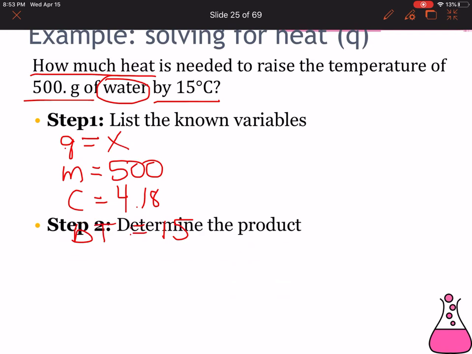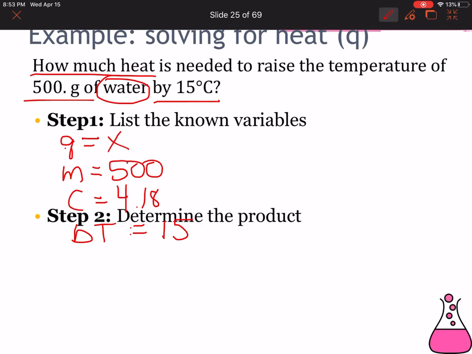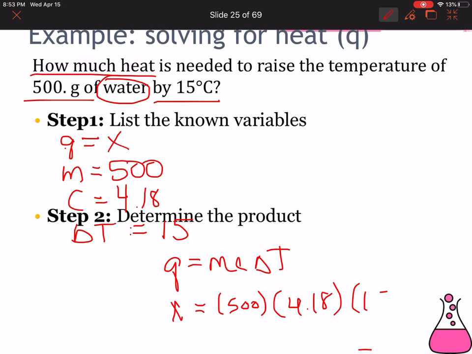So now that I have my known variables, I'm going to plug them into my equation and determine my product. So I know that it's Q equals MC delta T. My Q is my X. My mass is 500. My C is 4.18. And my delta T is 15. So to solve for my x here, I take 500 times 4.18 times 15. And when I do that, I should get 31350.